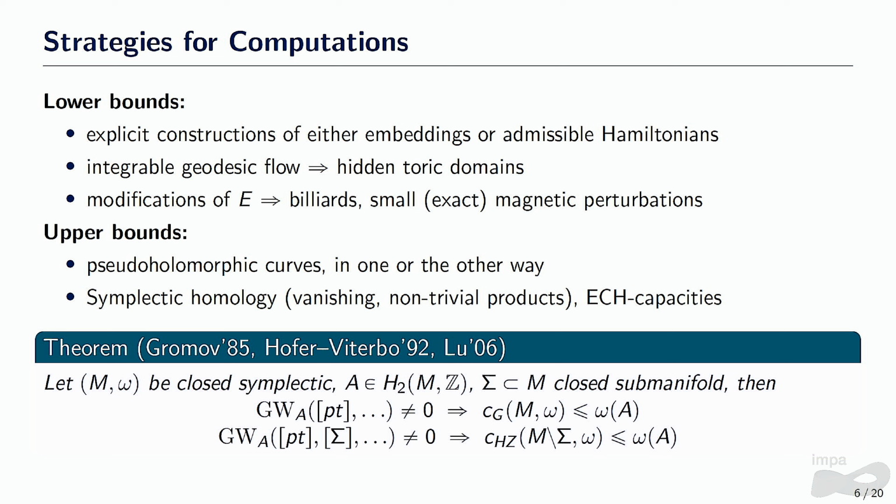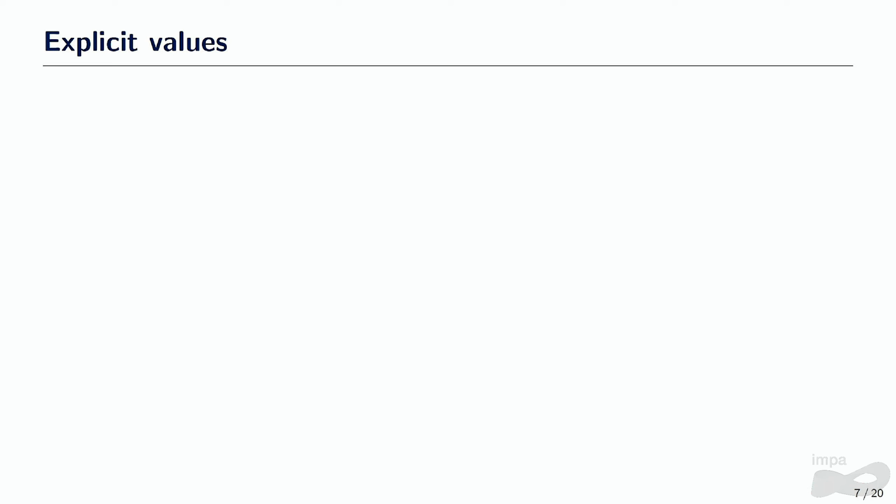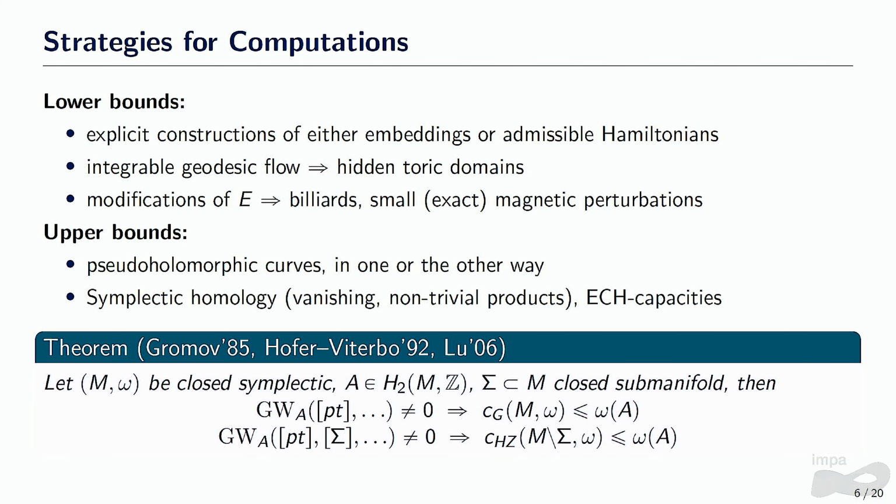So my strategy is rather to embed the disk tangent bundle into a closed symplectic manifold. If this closed symplectic manifold has holomorphic curves going through every point, we are able, by these huge theorems of Gromov, Hofer-Viterbo, and Lu, to deduce from non-vanishing Gromov-Witten invariants upper bounds for the Gromov width or Hofer-Zehnder capacity.